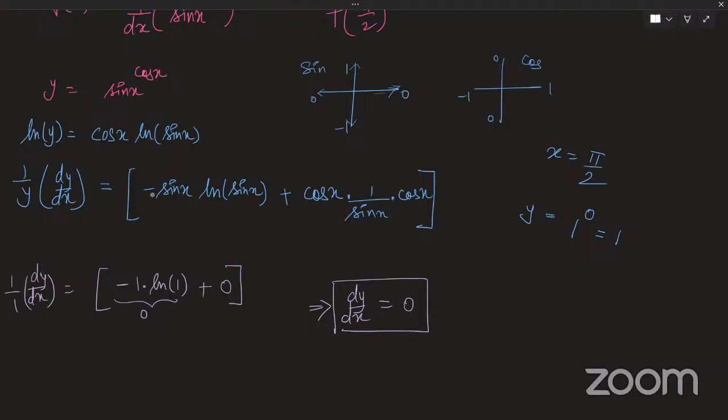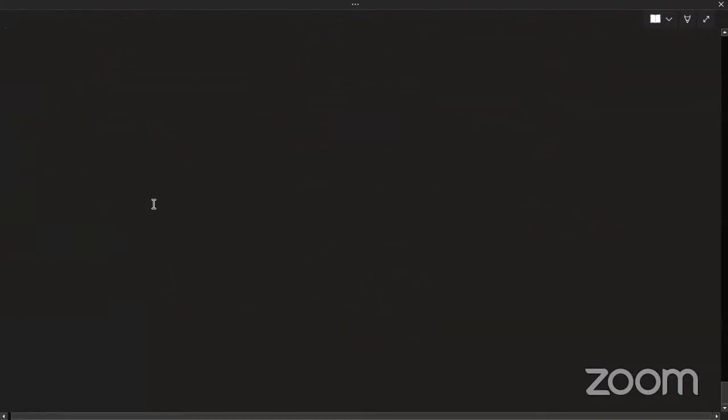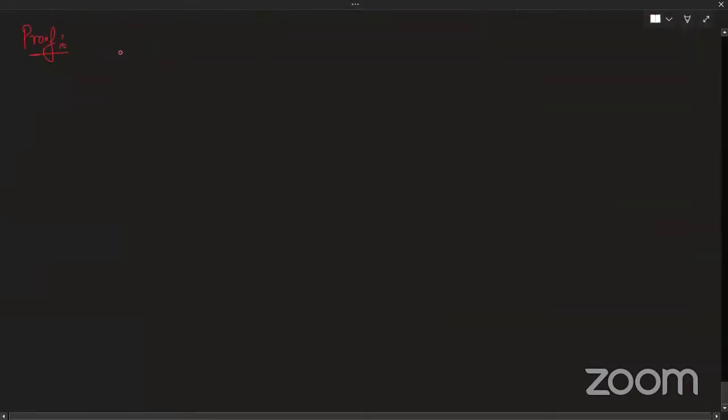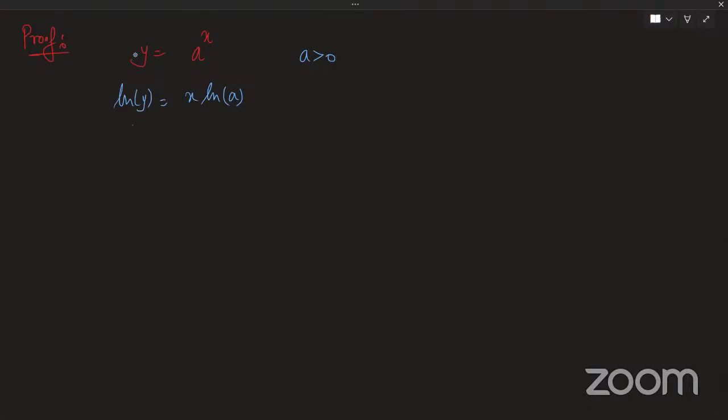Okay, so just one small thing, we can just take it as a proof also. So you have been given a function y whose value is a raised to x. A is any constant greater than 0. Okay. So you can take natural log of y. So this becomes x into natural log of a. Right, everyone? Correct? So if a is constant, natural log of a is also constant. So if I differentiate it, it will become 1 by y into dy by dx.